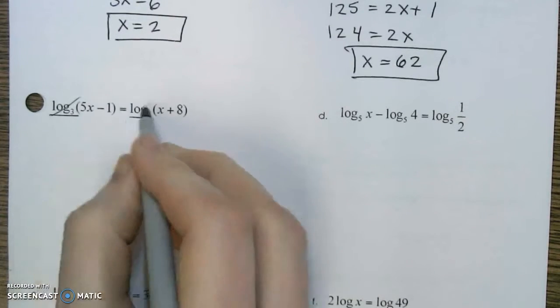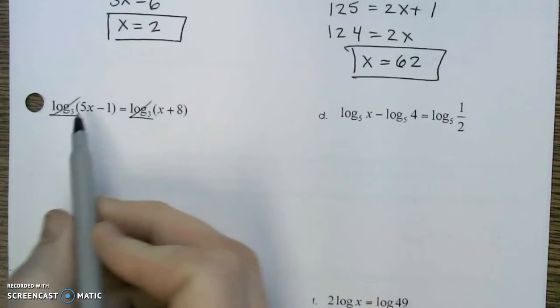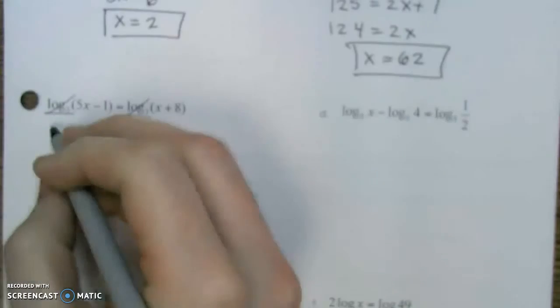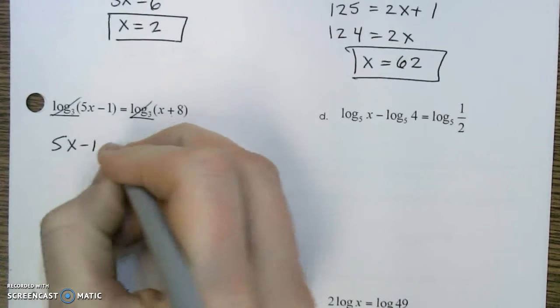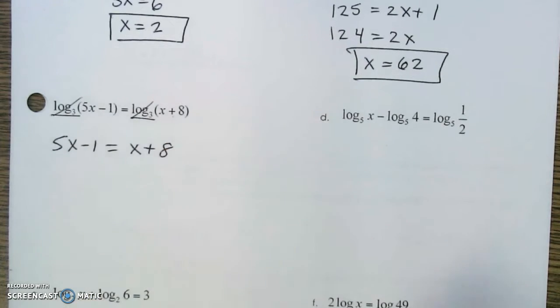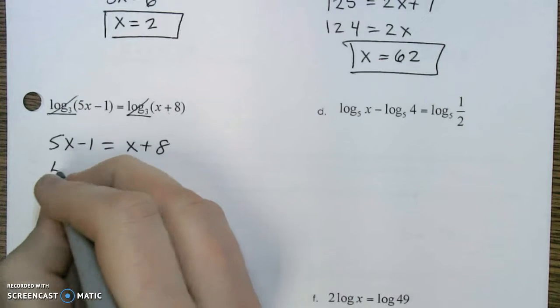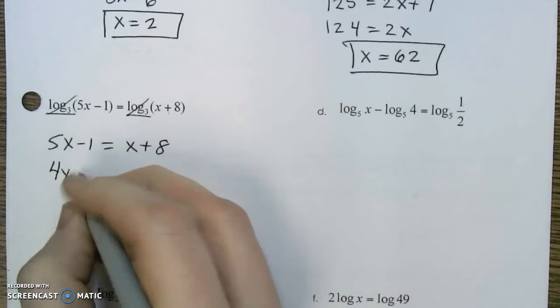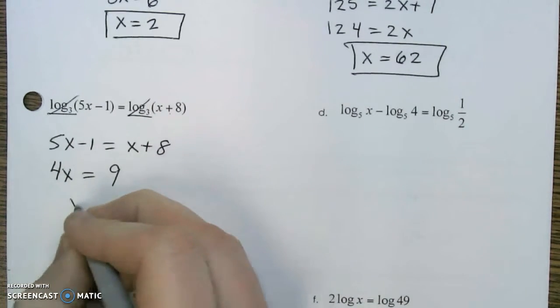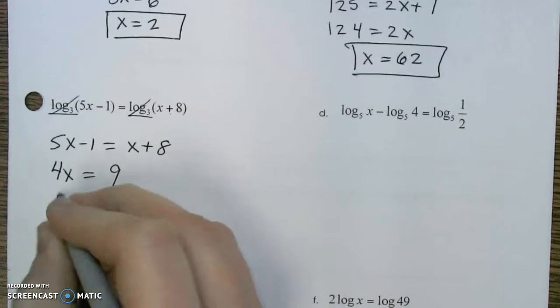Here, it's already log equals log, they match. So if both sides are equal and the logs are the same, then so are the things in the logs. So we set these equal. If I subtract x to the other side, I get 4x. If I add 1 to the other side, I get 9. And then divide by 4, 9/4.